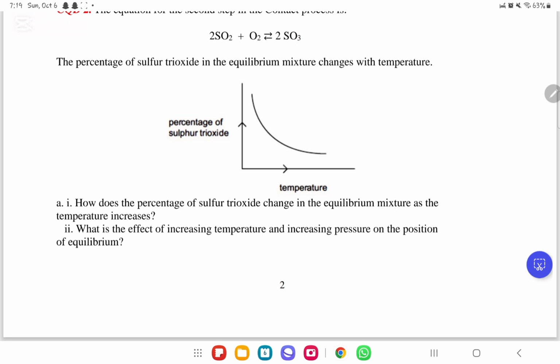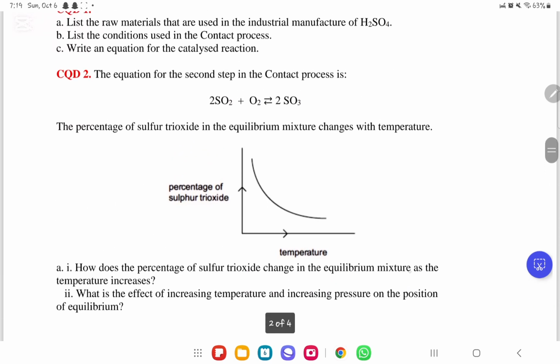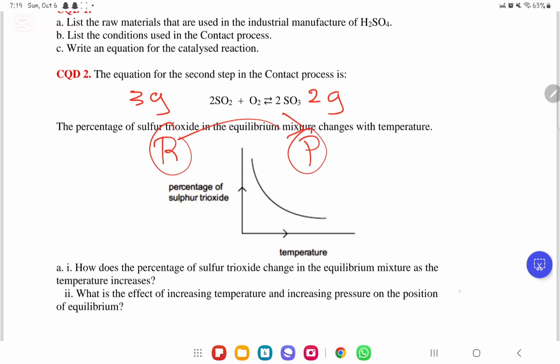Now the percentage of sulfur trioxide in the equilibrium mixture changes with temperature. So they're telling us how does the percentage of sulfur trioxide change in the equilibrium mixture as the temperature increases? By looking here, as the temperature increases, the percentage of sulfur trioxide decreases. So the answer here is decreases. What is the effect of increasing the temperature and increasing the pressure on the position of equilibrium? Here we have 3 gases, here we have 2 gases. So if we increase the pressure, then definitely the reactants are gonna give to the products. So there is a right or forward shift in the position if we increase the pressure.